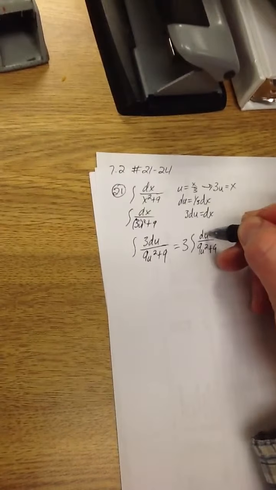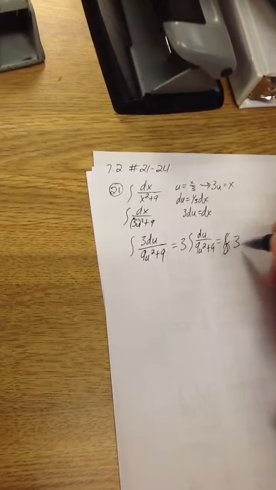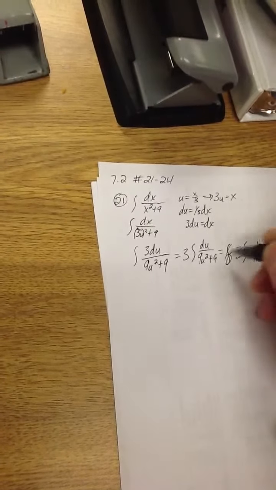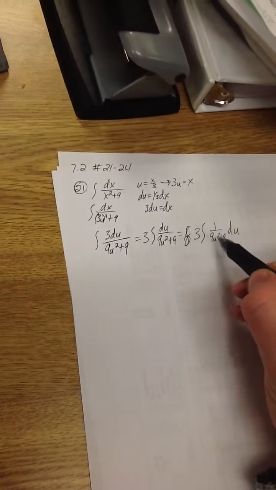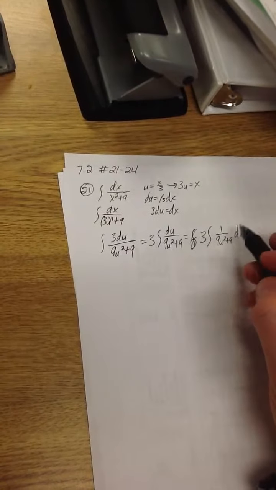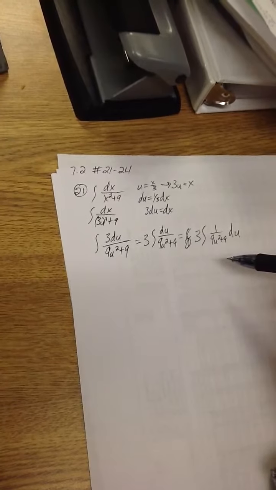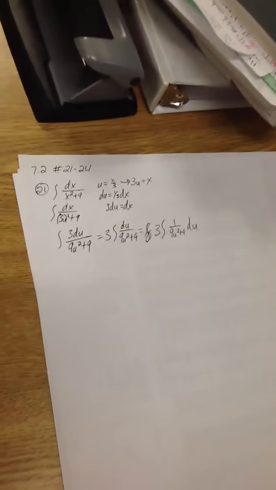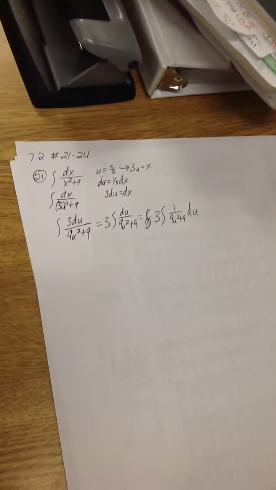And then this du piece, whoops, I forgot the 3. 3 times the integral of 1 over 9u squared plus 9 du. Hopefully now you can recognize this. You could recognize that it's almost something that you know the antiderivative of. It's real close. You could change that bottom. You could maybe factor something out, and then boom, you'll have it.